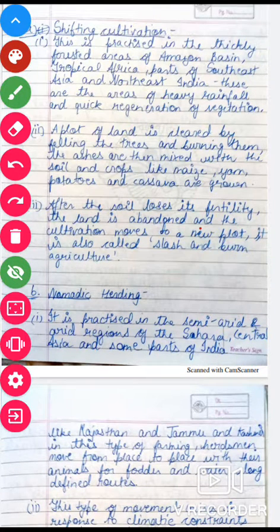So guys, in shifting cultivation, there are 3 points. You can pause and read them; I'm going to go through quickly. This is practiced in thickly populated areas like forests, such as the Amazon basin. These areas have heavy rainfall and quick regeneration of vegetation. That's why we can do shifting cultivation.